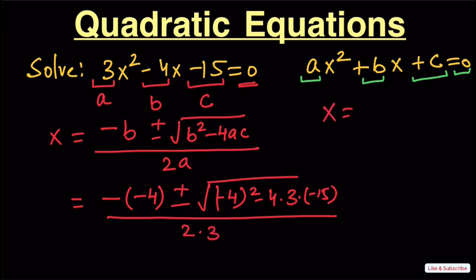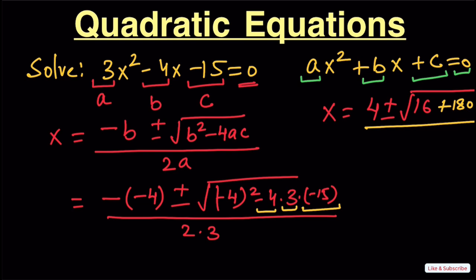Solving it further, negative of negative makes it positive, plus or minus root of, now what's negative 4 squared? That is 16. Now what's negative 4 times 3? That's negative 12. Negative 12 times negative 15 gives you 180. In the denominator I have 2 times 3, which is equal to 6. This becomes 4 plus or minus root of, now what is 16 plus 180? That is 196. In the denominator it is 6.